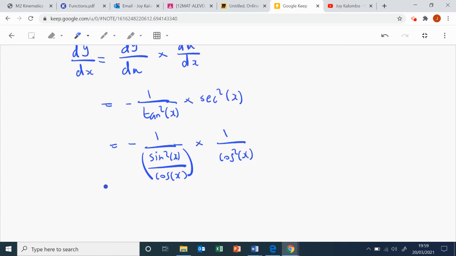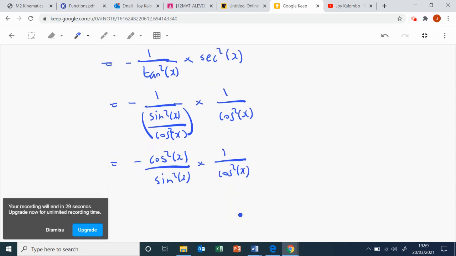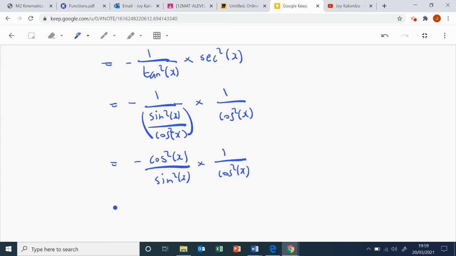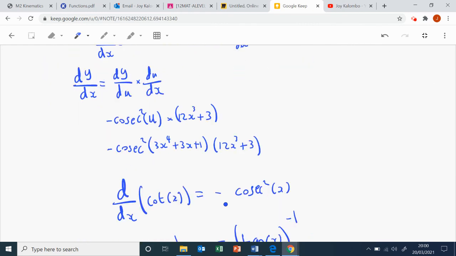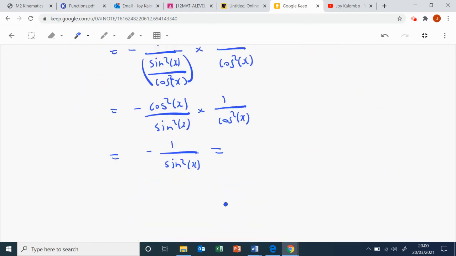Now, rewriting this, we end up with, well, 1 divided by this just becomes minus cos squared x over sine squared x multiplied by 1 over cos squared x. And then simplifying, well, the cos squareds cancel, so you're actually left with minus 1 over sine squared x. And remember, 1 over sine was defined to be cosec. So that is actually minus cosec squared x.